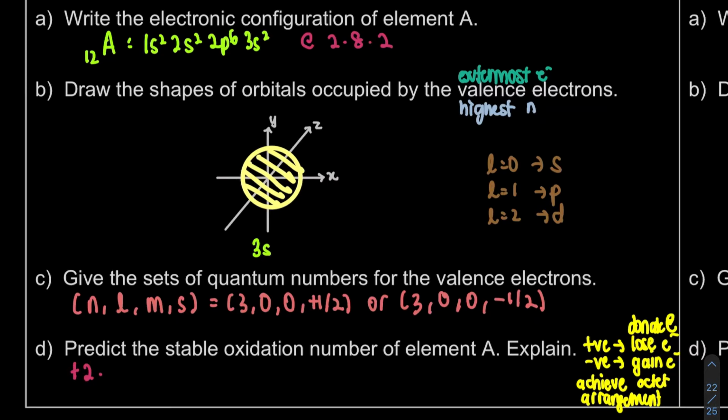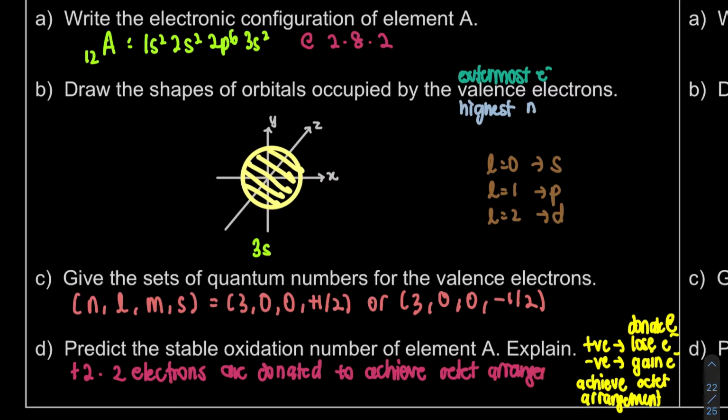Okay, why is it positive 2? We're going to explain. Because 2 electrons are donated to achieve octet. Okay. Octet arrangement.